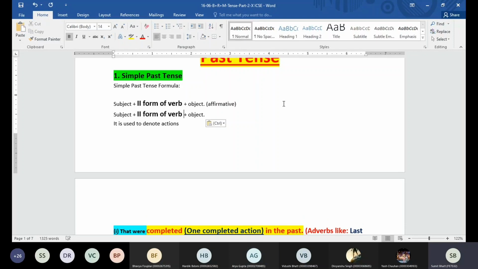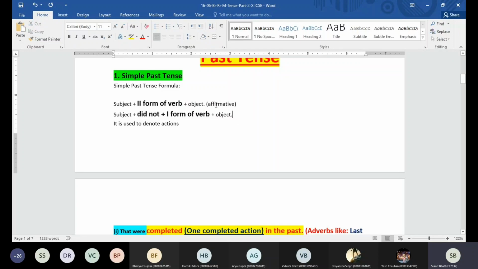Did not is going to be correct. Okay, with did not, which form of the verb are we going to go for? If you have did not, which form of the verb are we going to use? First or second? Sure, first. First verb is going to be correct. All right. Okay, so that's how we are going to make the sentence negative.